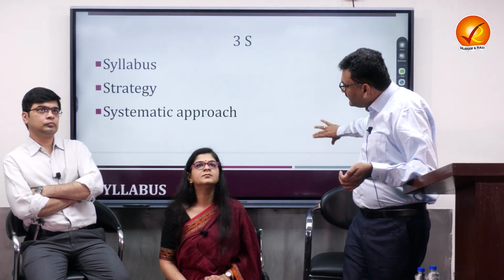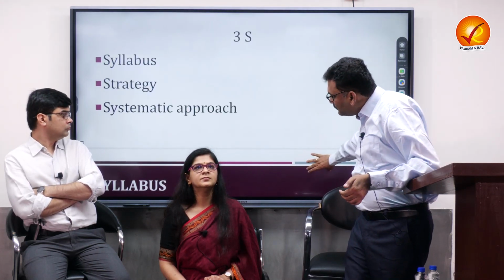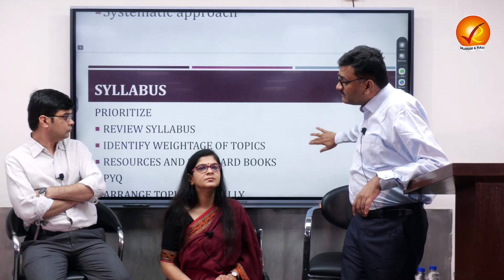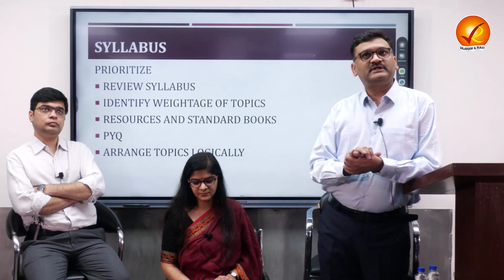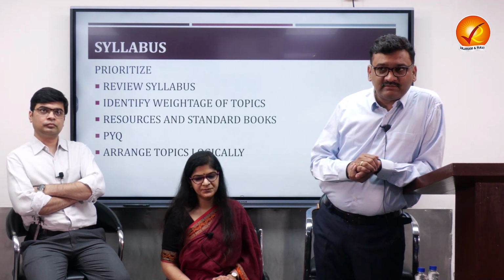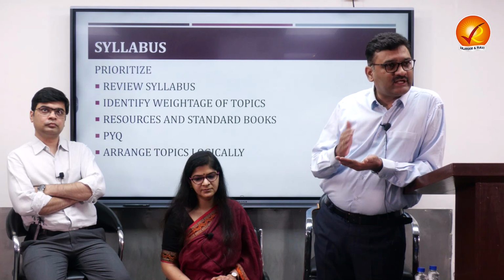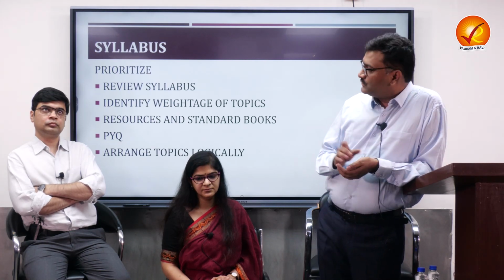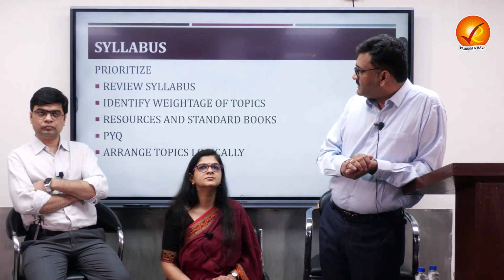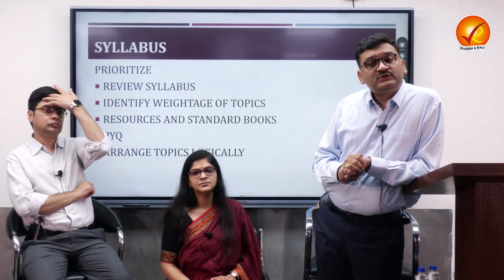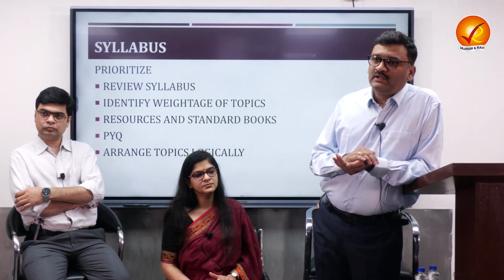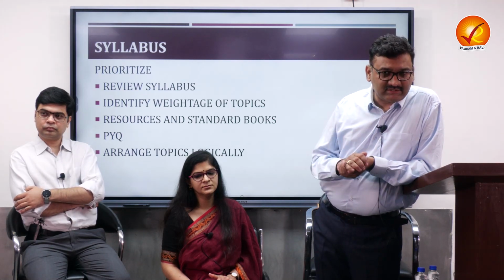Now, I'll go through this point separately. The first one is about what to do with the syllabus. The first thing about the syllabus is you should prioritize it. There are 20 chapters, 10 in paper 1 and 10 in paper 2. So first, review the syllabus and go through all the chapters. Second, identify the most important topics and most important chapters. You cannot give equal importance to all the chapters.